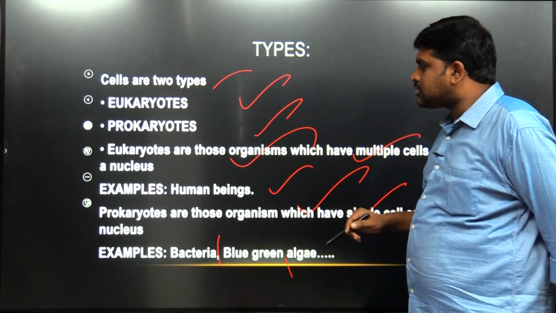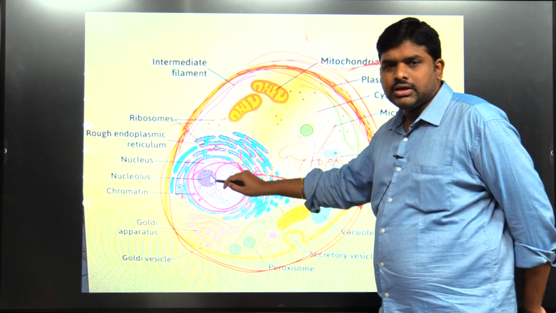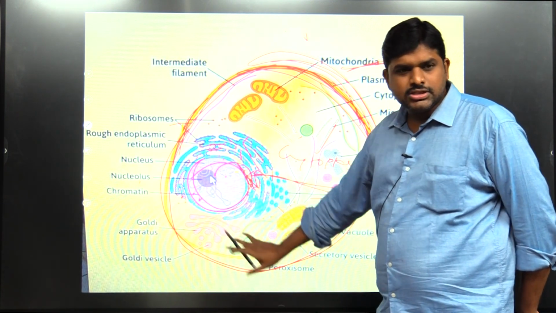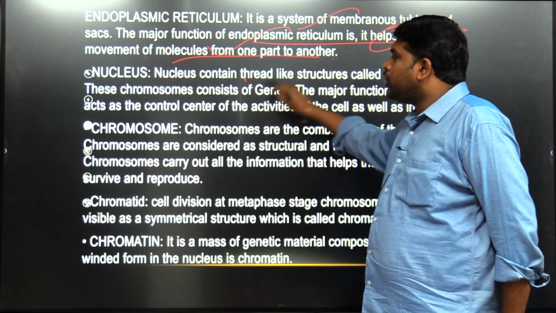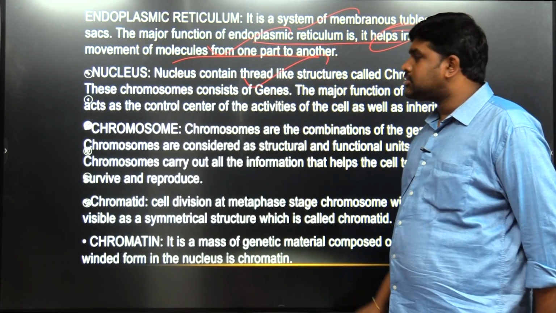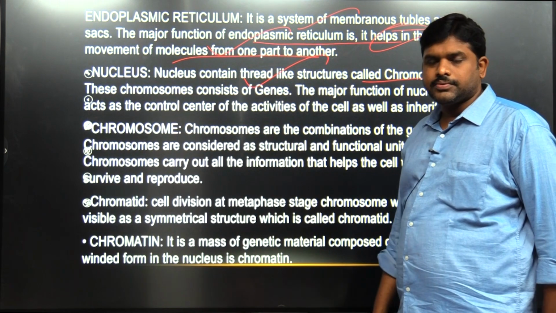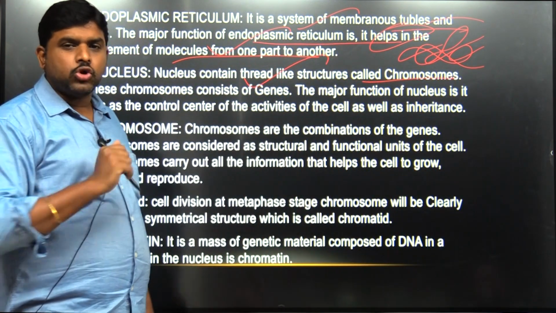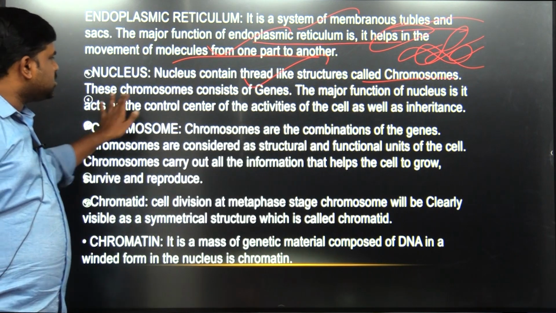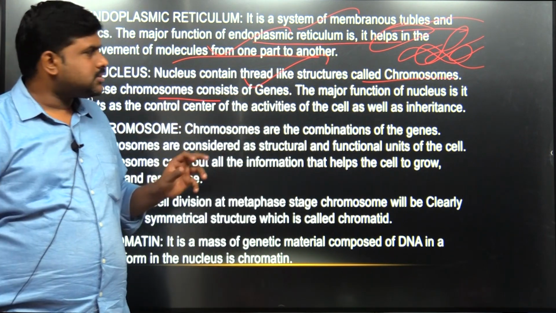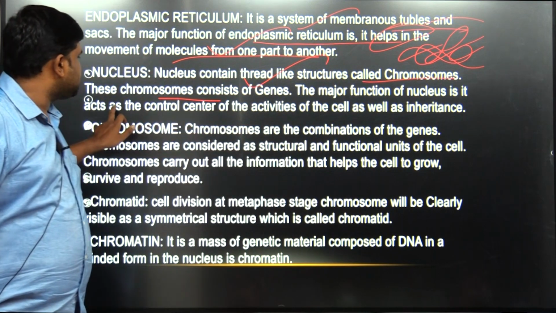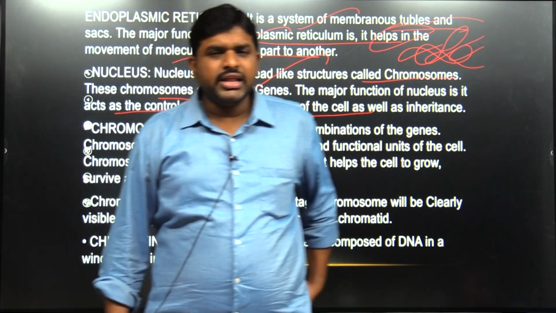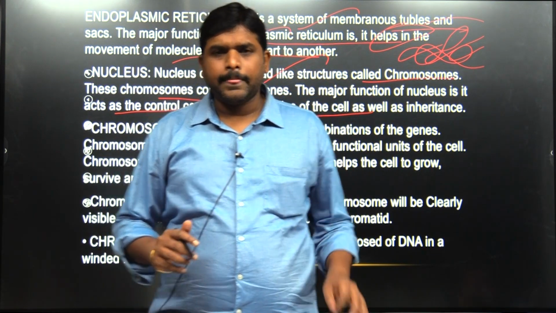Then there is the nucleus. In between there is the nucleus. In this nucleus, chromosomes are there. Nucleus contains thread-like structures called chromosomes. These chromosomes consist of genes. The major function of the nucleus is that it acts as the control center of the activities of the cell as well as inheritance. Understand here properly.